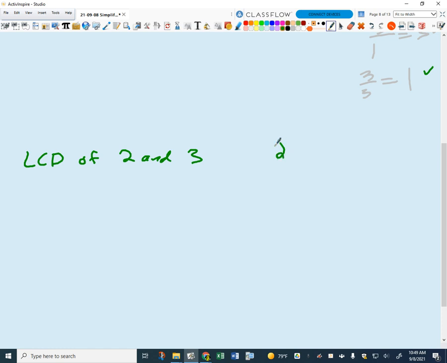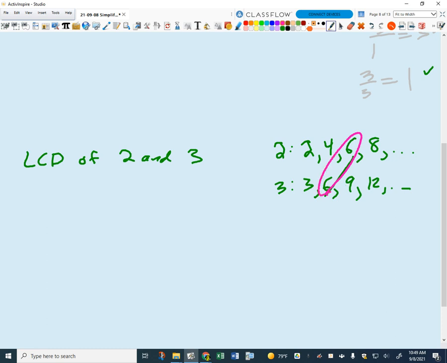I could start with 2 and just list all the multiples of 2. 2 times 1 is 2. 2 times 2 is 4. 2 times 3 is 6. 2 times 4 is 8, etc. What about the multiples of 3? 3 times 1 is 3. 3 times 2 is 6. 3 times 3 is 9. 3 times 4 is 12, etc. Well, what's the least, meaning the smallest, common multiple, meaning the same multiple? It's 6, isn't it? Right? Does that make sense?